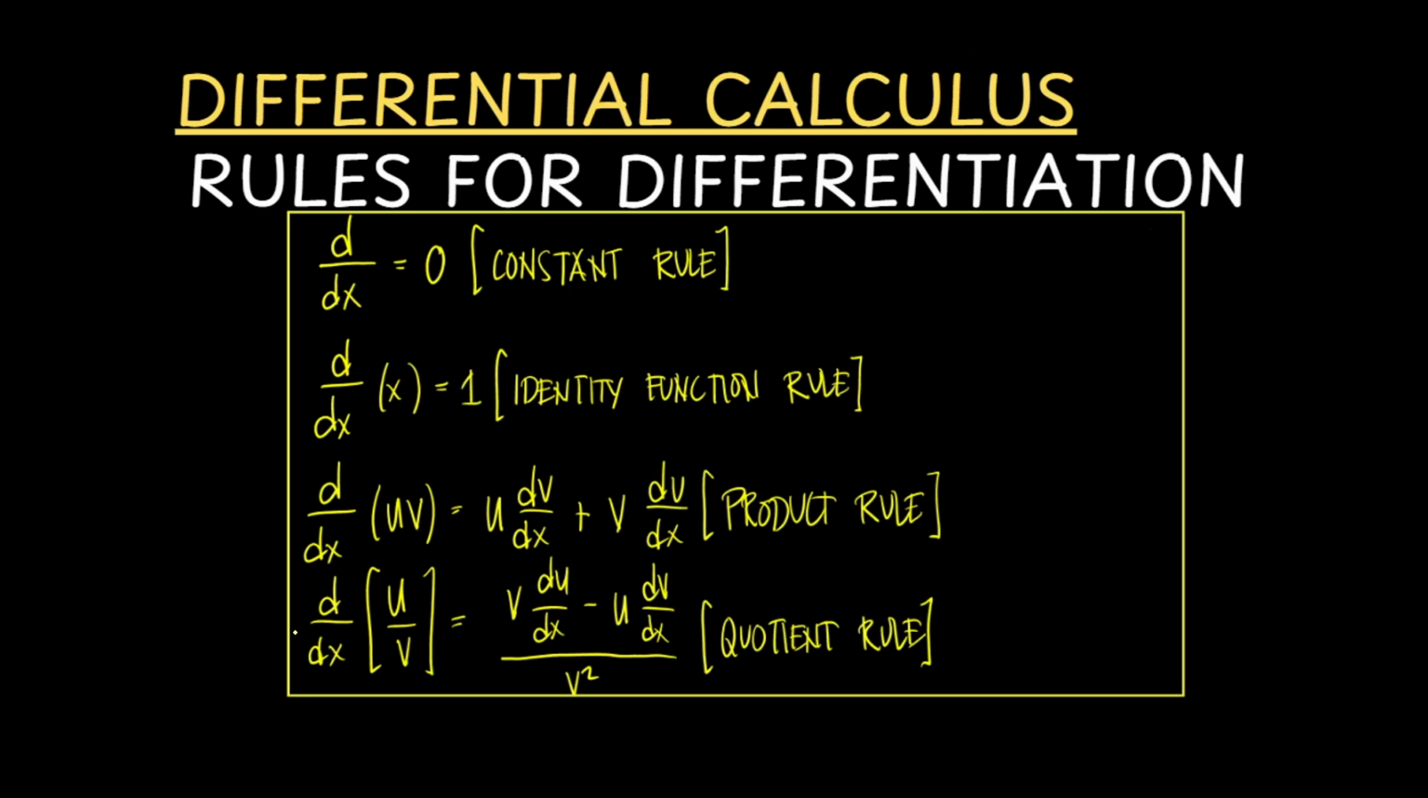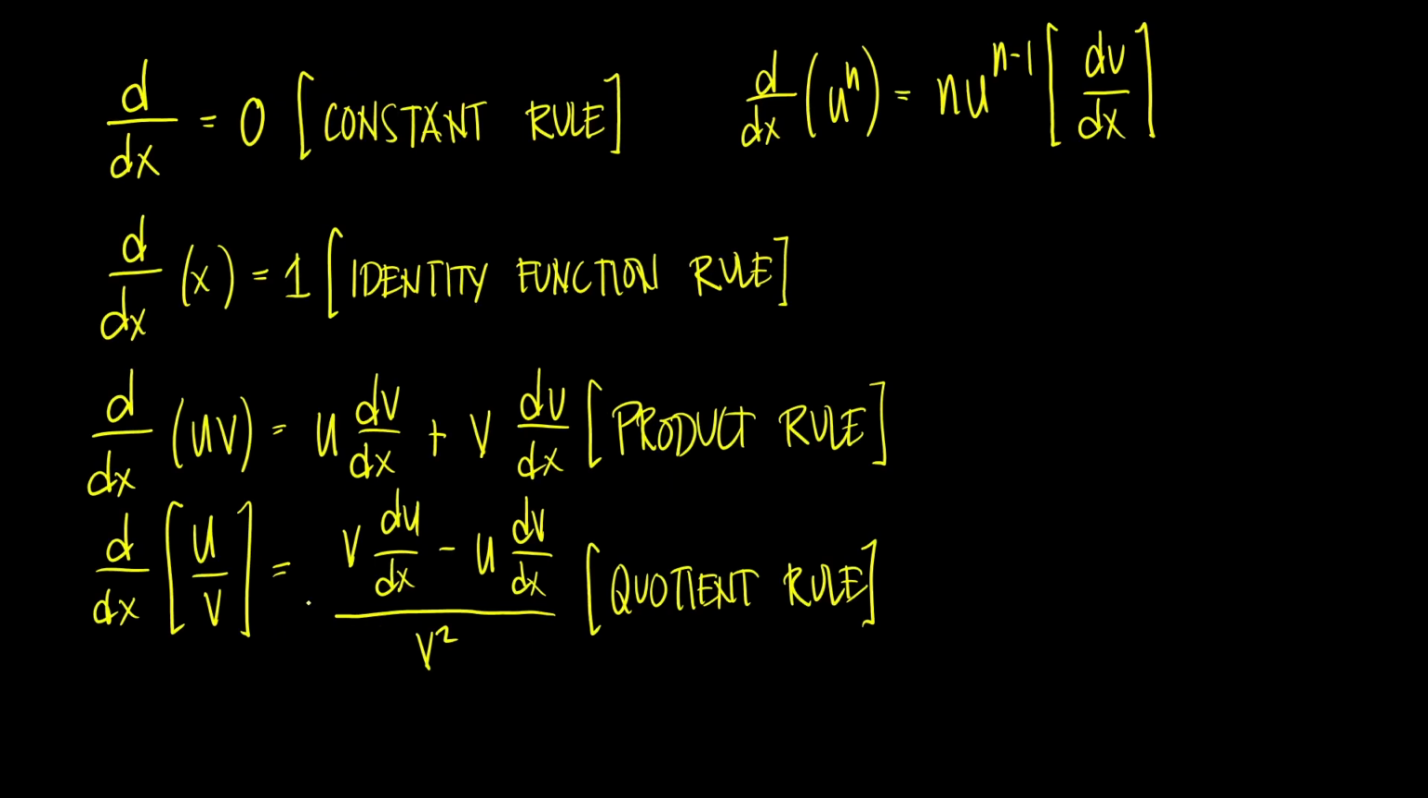Hello everyone, today I'm going to discuss differential calculus, rules for differentiation. So we have different rules. This is one of the most important rules. So we have the constant rule. If we have a constant, let's say a number 1, number 2, or any constant number, it would instantly turn to 0.